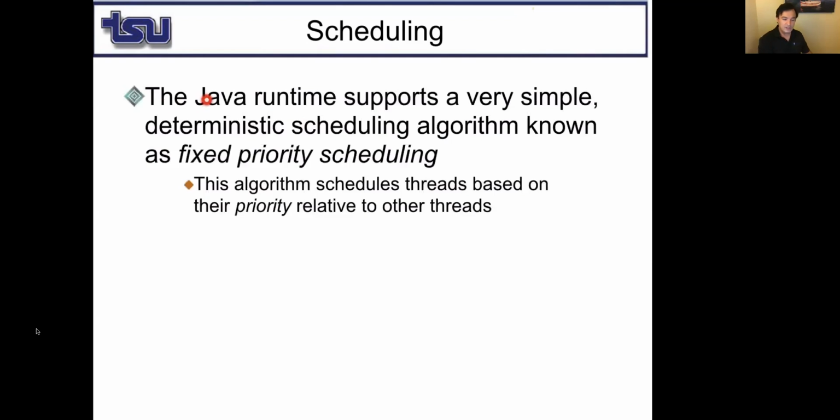Okay, the regular Java runtime supports a very simple deterministic scheduling algorithm known as fixed priority scheduling. Deterministic means every time you run it, it will be exactly the same. Basically, the algorithm will schedule threads based on their priority relative to the other threads. Let's say that there is one thread which has higher priority than another one. Higher priority is going to run first.